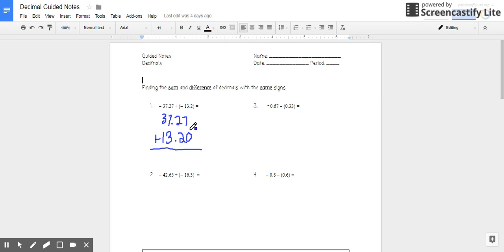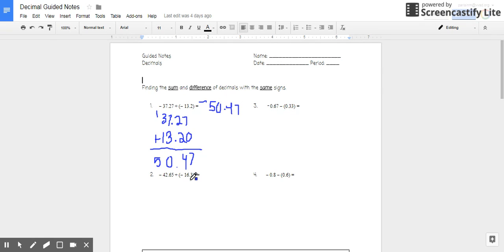Next, I'm going to add going vertically down. So 7 plus 0 is 7, starting all the way to the right and moving left. 2 plus 2 is 4. Carry down your decimal point, and then 7 plus 3 is 10. I'm going to write a 0, and I need to carry over a 1. 3 and 1 is 4, plus another 1 is 5. So then a negative plus a negative is still going to be negative because we're going in a negative direction. So I'm going to have a negative 50 and 47/100.